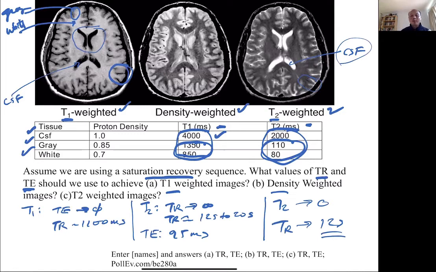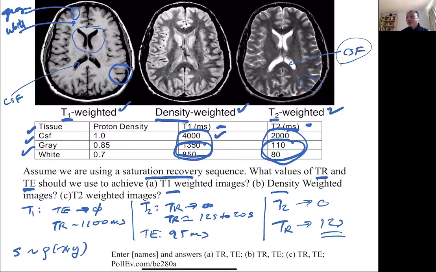All right, so that's basically what you want to do, and it looks like most people were on the right track there. So are there any questions before we move on from this example? Professor? Yes. Can you remind me, what is the density weighted image? The density weighted image is one where you've minimized both T1 and T2 weighting such that the image you get is roughly proportional to the density of water or of hydrogen protons.